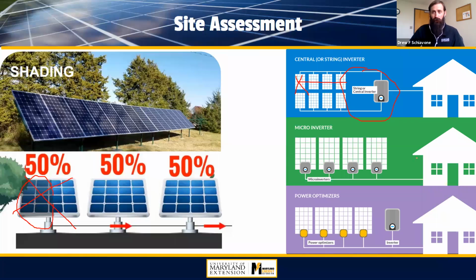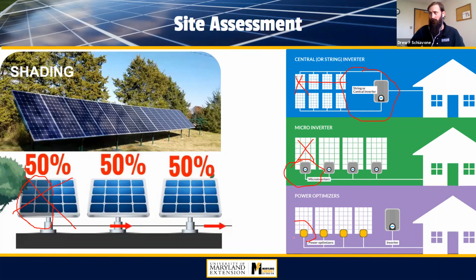Another option that you'll see is these micro inverters. So in this case, each module has its own inverter attached to it. These are becoming much more common. I think about 40% of the market here in Maryland is micro inverters, and that gives you better control. So let's say your first panel is shaded or it's damaged in some way, the rest of the system will work fine because each one has its own inverter.